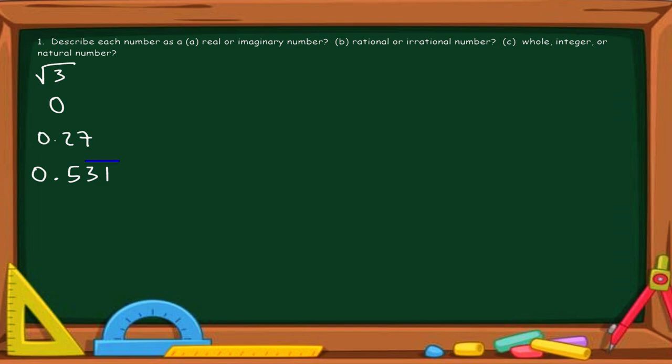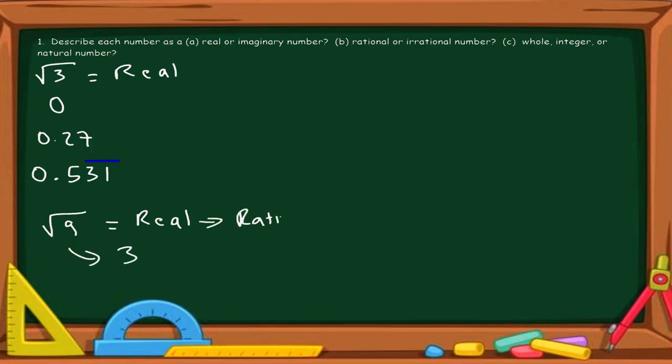Let's start with the square root of 3. And what about the square root of 9? Which one is real, which one's imaginary? Well, none of them are imaginary. There's no i. We're not dealing with the square root of a negative number. So both of these are real. The square root of 9 simplifies to 3. So that makes it rational. And because we're dealing with 3, that's an integer, it's a whole number, and it's also a natural number.